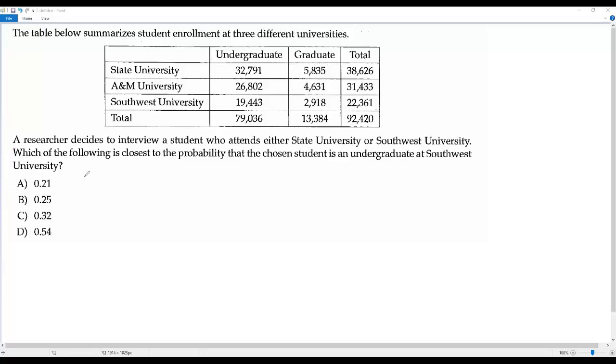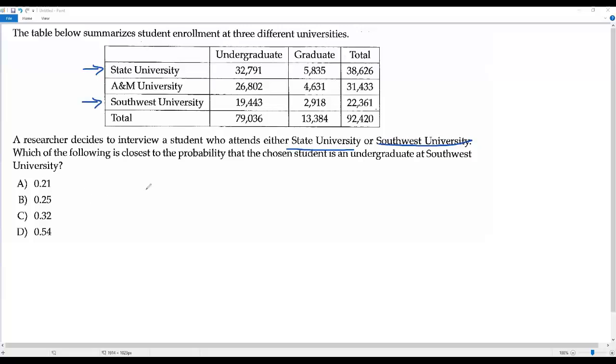A researcher decides to interview a student who attends either State University or Southwest University. Which of the following is closest to the probability that the chosen student is an undergraduate at Southwest University? Actually, a researcher decides to interview a student from either State University or Southwest University. So he decides on these two categories, the first one and third one.